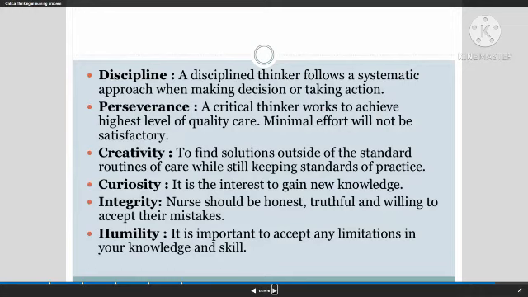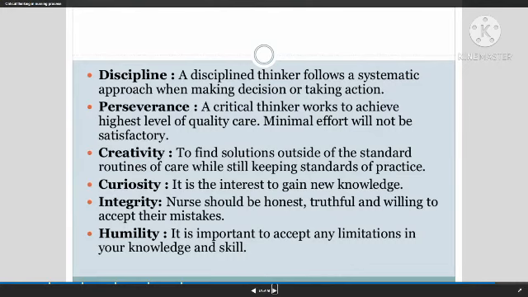Curiosity, it is the interest to gain new knowledge. Integrity, a nurse should be honest, truthful, and willing to accept their mistakes. Humility, it is important to accept any limitations in your knowledge and skills. So it is important to accept any limitation in your knowledge and skill. I hope you have understood this point.